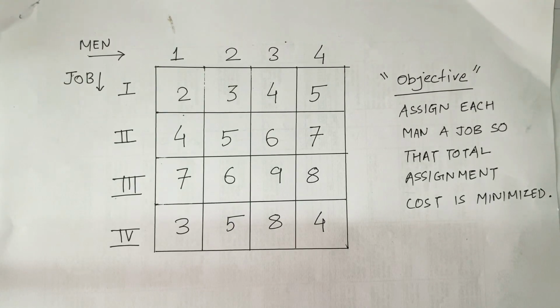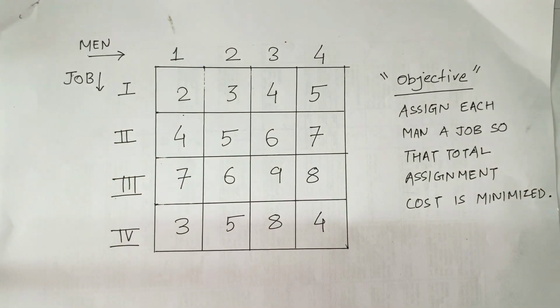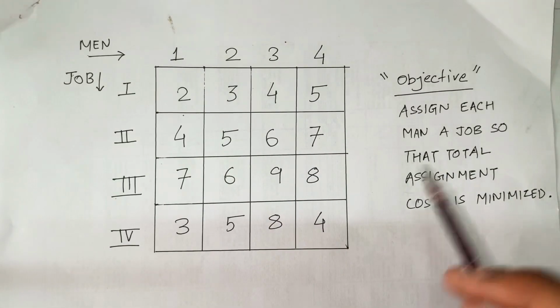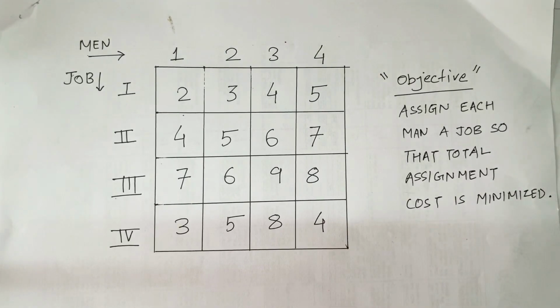If you see this problem, again there are 4 jobs and 4 men who are capable of doing these jobs with different costs. That means if job 1 is done by man 1, it costs rupees 2, and if job 1 is done by man 2 it costs rupees 3, and so on. So this whole matrix is the cost. The objective is to assign each man a job so that the total assignment cost is minimized. I'm going to use the reduction matrix method, which I have discussed in the previous lecture also. Let's go ahead with the problem.